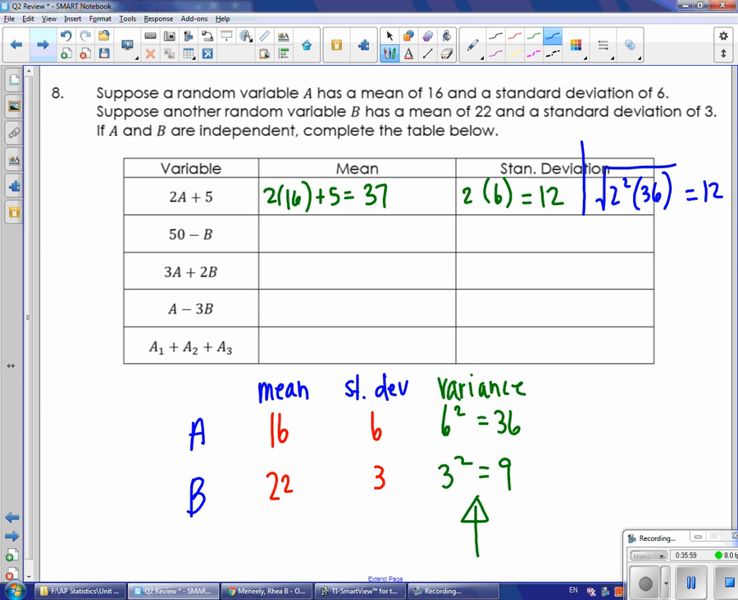The next one is 50 minus b. So again, I'm going to do whatever it tells me to do to the mean. So it's going to be 50 minus the mean of b, which is 22. And that gives me 28.